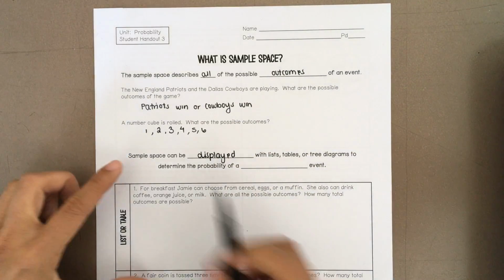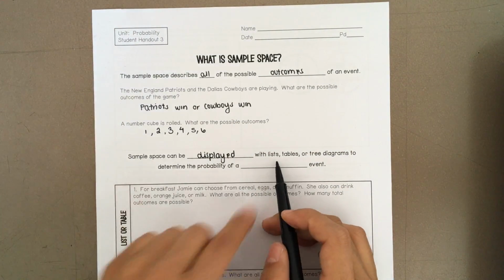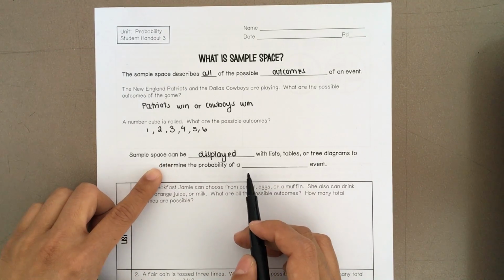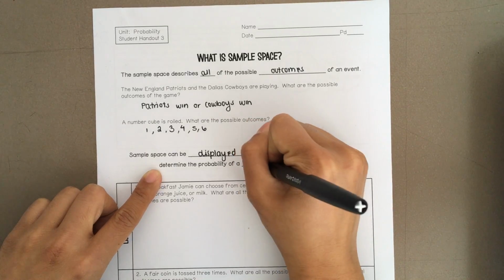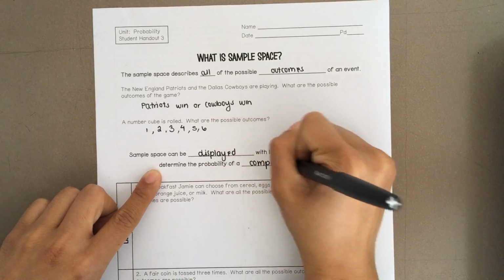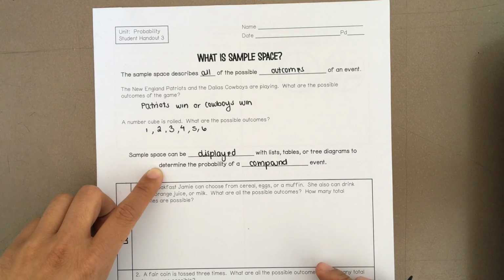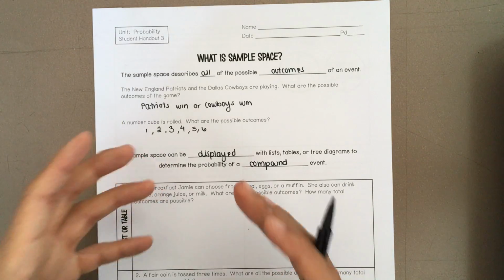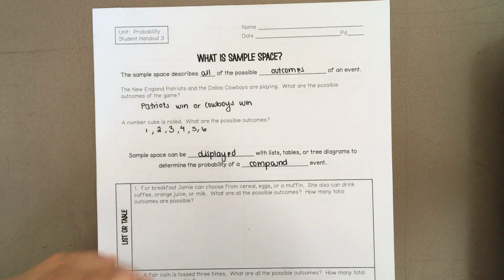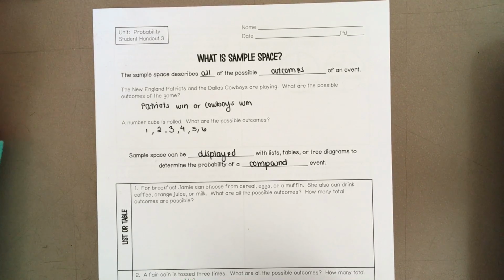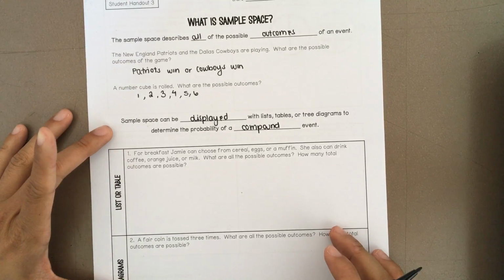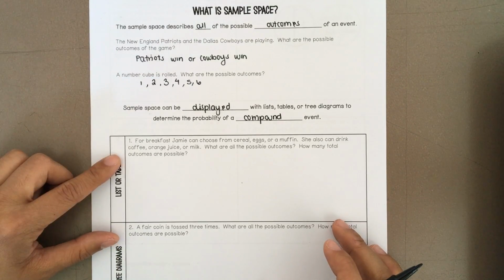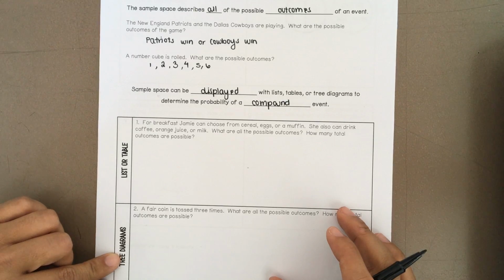So a sample space can be displayed with visuals, either a list, table, or a tree diagram, to determine the probability of a compound event. A compound event is what happens if a certain event happens, and then based off that event, what's going to happen after that. All right, so let's take a look at these two examples so I can show you the difference between a list or a table versus a tree diagram.